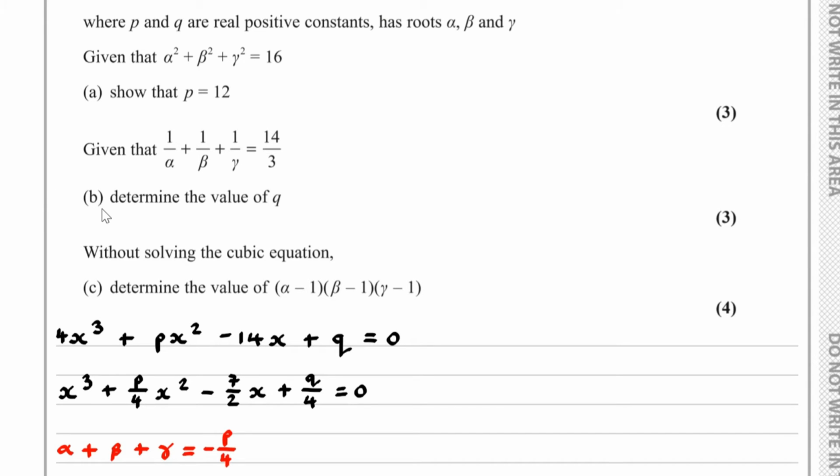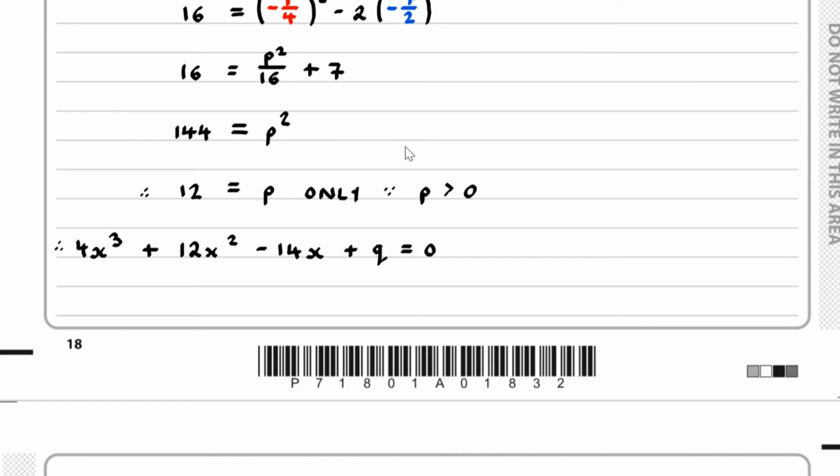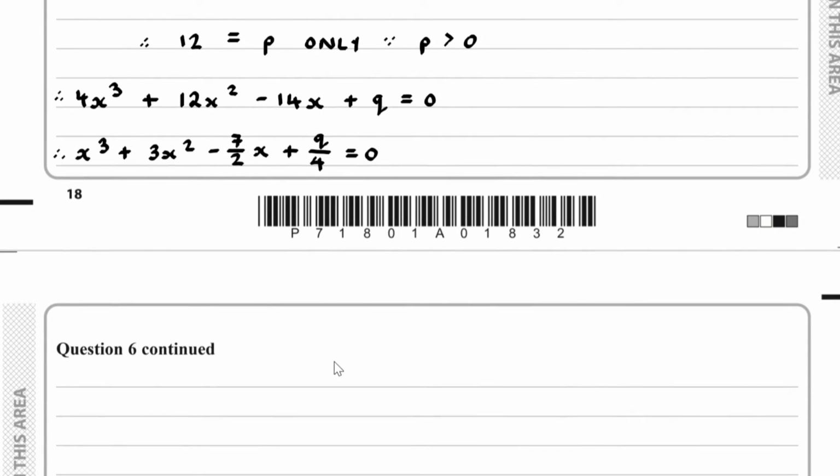And now for part B, we are given that 1 over alpha plus 1 over beta plus 1 over gamma is equal to 14 over 3, and with this we have to determine the value of q. Well, before we do anything else, let's divide this equation by 4, leaving me with x cubed plus 3x squared minus 7 over 2x plus q over 4 equals 0.